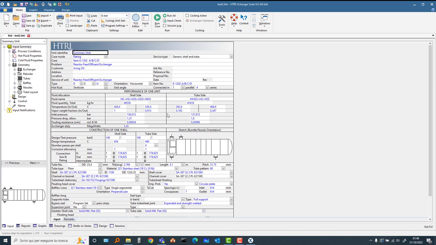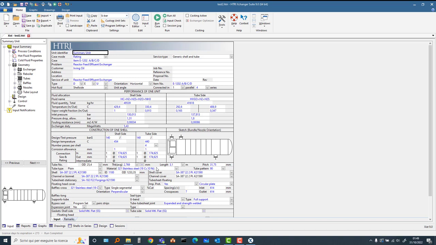We have to note that the pressure is rather high. The inlet pressure here is 130, outlet pressure is 137. Then, other characteristics of this unit: it is a 4-pass U-tube unit. It has an unspecified tube number. Only the diameter has been specified, 1100 millimeter. And then the tubes are 1-inch tubes.